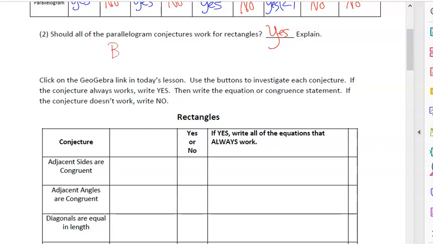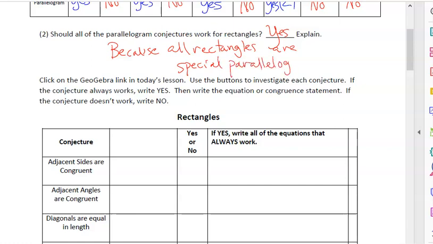And the reason why is because all rectangles are special parallelograms. In other words, every rectangle fits the definition of parallelogram. Parallelogram by definition is a quadrilateral, which a rectangle is, that has two sets of parallel sides, and every rectangle has two sets of parallel sides. So therefore, if the conjecture works for a parallelogram, it has to work for a rectangle, because rectangles are special parallelograms.